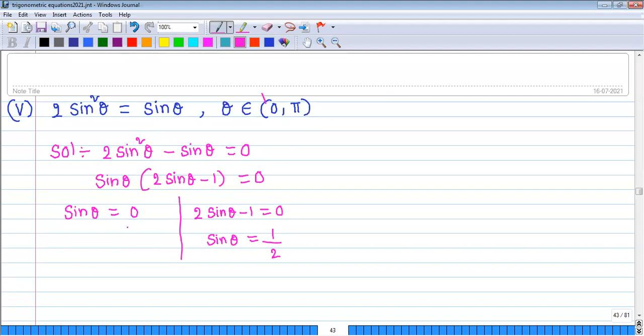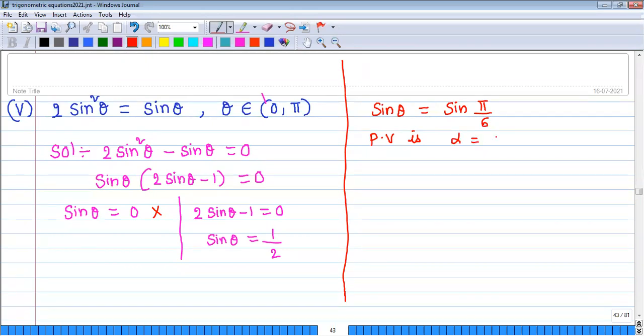So sin theta is equal to 0 means actually you will be getting theta is equal to 0 or pi. But 0 is not included, pi is not included. In between 0 to pi, the sin theta cannot become 0. So we can delete this solution. So now we need to solve this one only. So sin theta is equal to 1 by 2. That we can write sin 30 degrees, pi by 6. So principal value is alpha is equal to pi by 6.